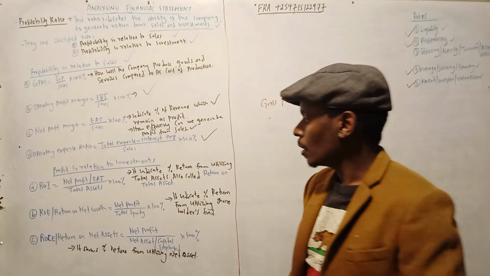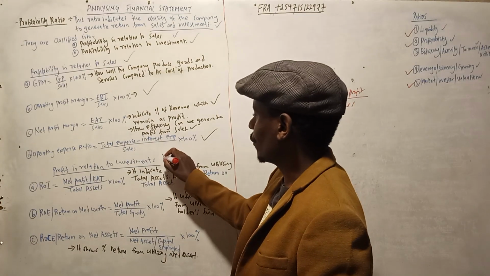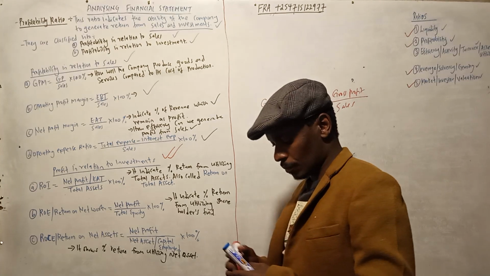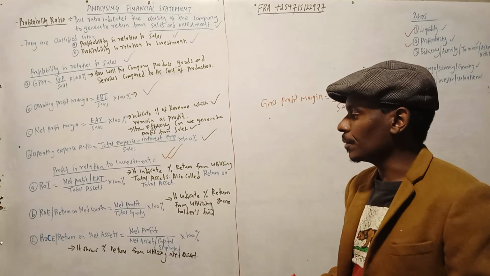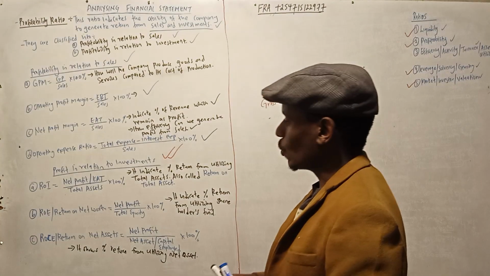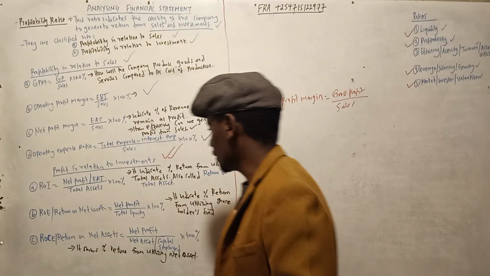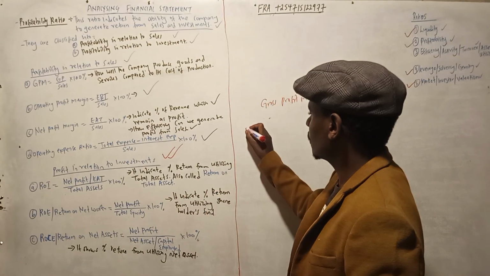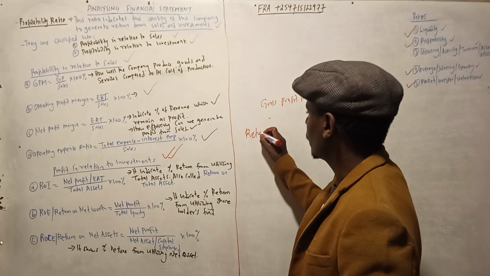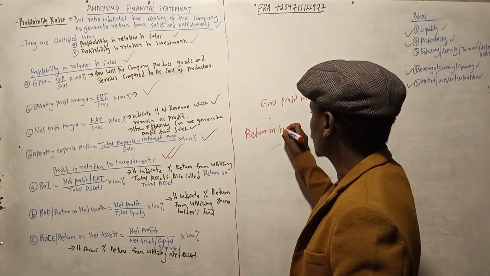That one is okay. Then you have the second item, profits in relation to investment. Now for this one, we start with the return on investment.